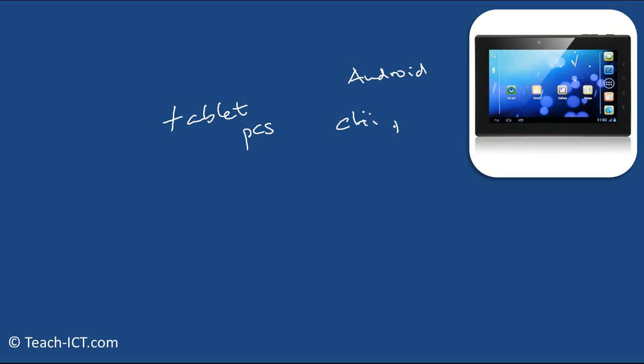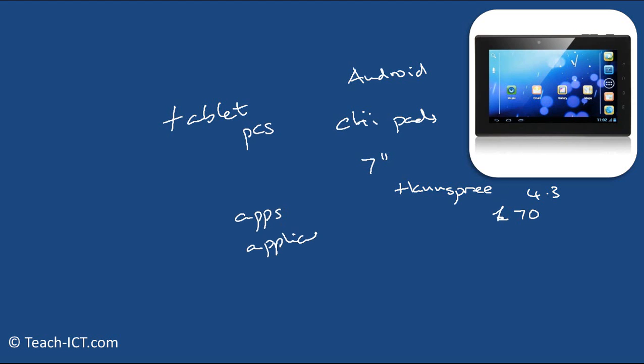I bought one for my school, and it was a little 7-inch chai pad, Chinese pad, that sounds China pads, and it's an unbranded thing. I think it was manufactured by someone called Hanspree, and it had Android 4.3, I think, on it, something like that. I think they call that ice cream sandwich or honeycomb, can't remember which one it is, and it came in at an astonishing £70. That's all it cost, and it's really, really good. You can put all sorts of apps onto that. Once again, just to remind you, apps is just a shortening of application software, which is something we'll look at later on.